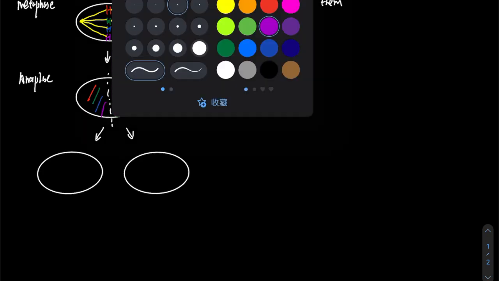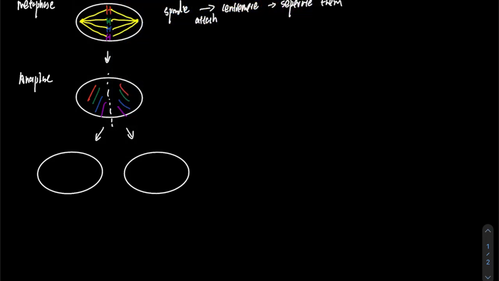It seems like I drew my circle too small, but they are not attached to each other. They're not attached. They are still separate. And anaphase is basically sister chromatids segregating away from each other.